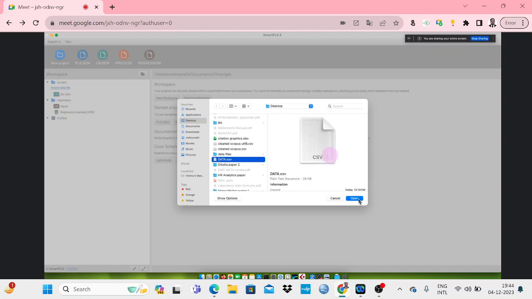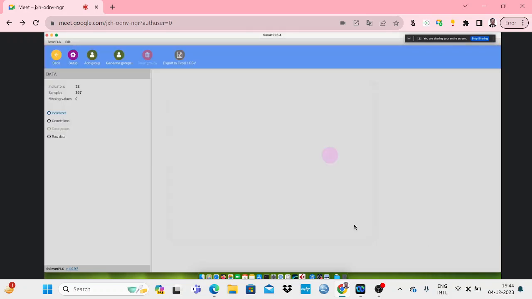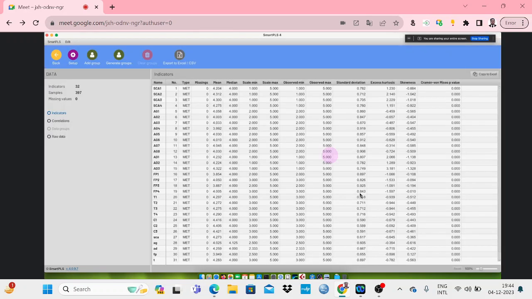This is the data file that I have selected for this example. And the same window will appear. Just click import. And this is the snapshot of the data file that we just imported. Okay. So now what this data indicates, so you can see there are 32 variables, and there are 397 observations for these variables. Okay. So what is this data about and what model will we be testing?